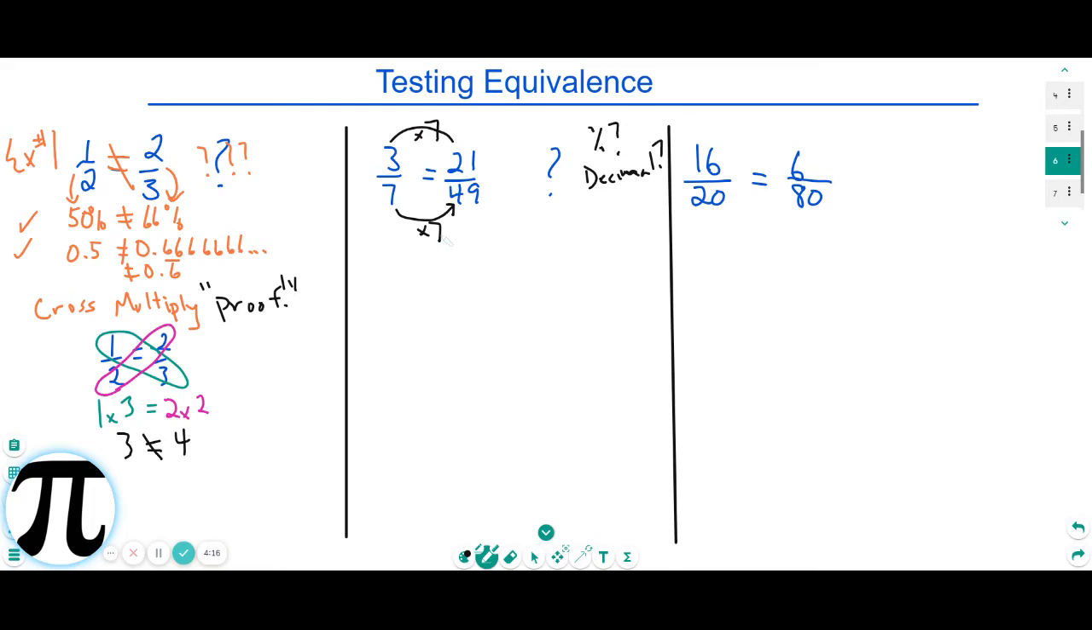The other one is to use common factors. So if we multiply 7 times 7, we do get 49. If we multiply 3 times 7, we get 21. So yes, I know right now these are equivalent, okay? I know these are equivalent.